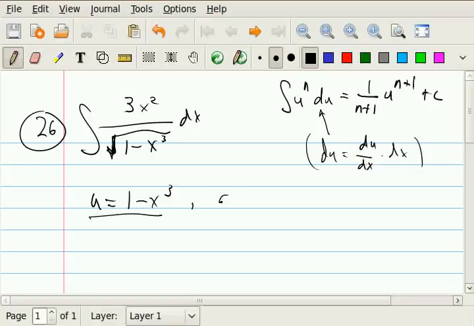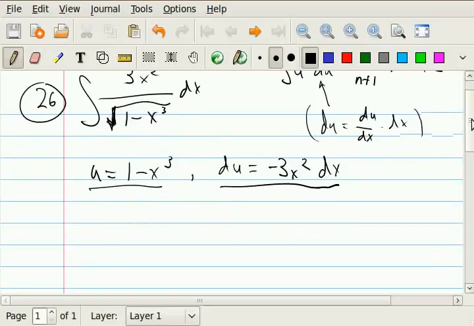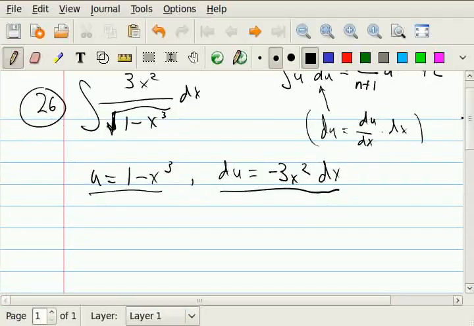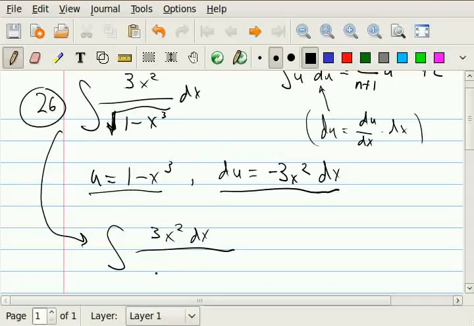If that's u, remember that's the only choice we get to make. We have to figure out what du is going to be as a result. And remember, du is the derivative of u with respect to x times dx. What's the derivative of 1 minus x cubed? Well, it's negative 3x squared. So there's my derivative times dx. Now I have to see if I can make this substitution work based on this choice of u. Well, I suppose I could write the integral this way, 3x squared dx. You can always put dx in the numerator if you have a fraction, over the square root of 1 minus x cubed.